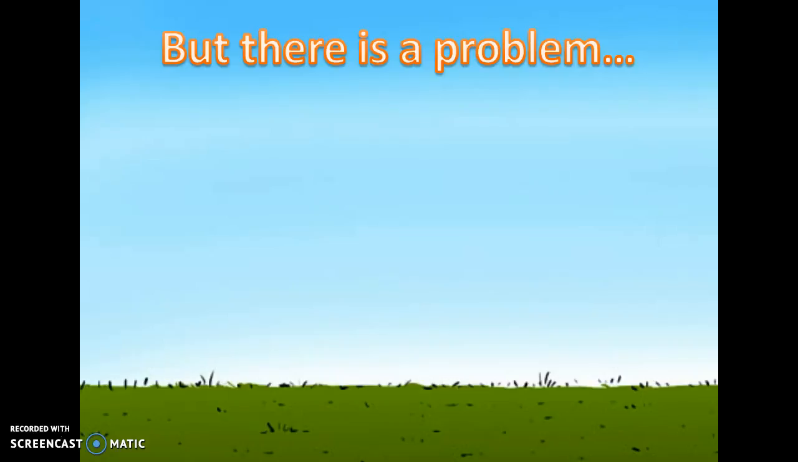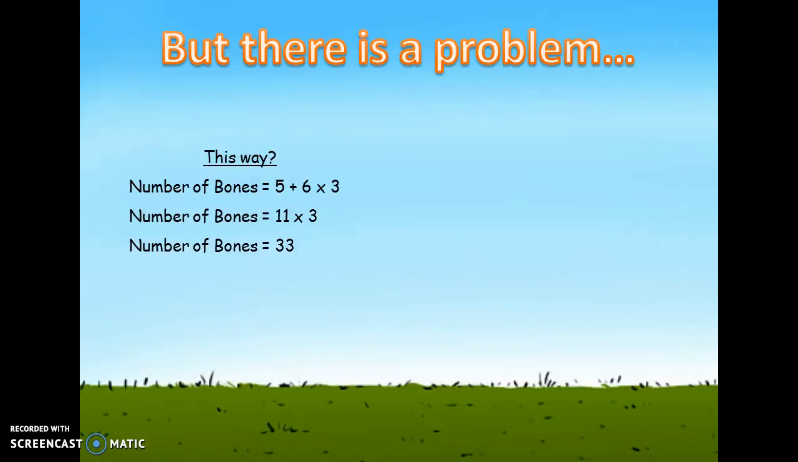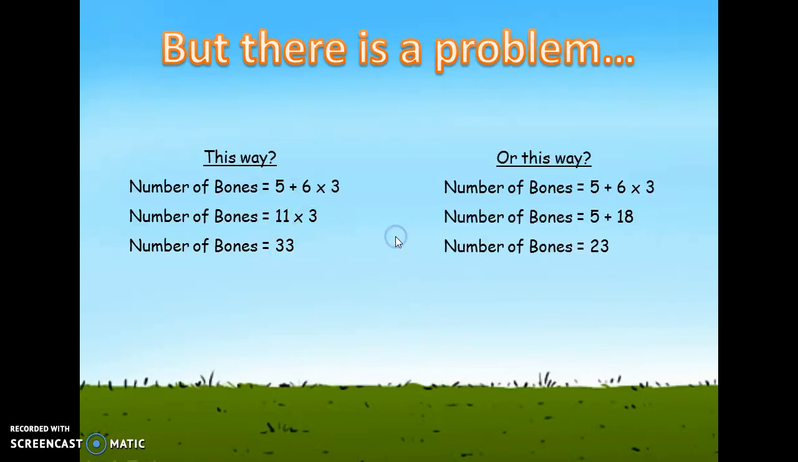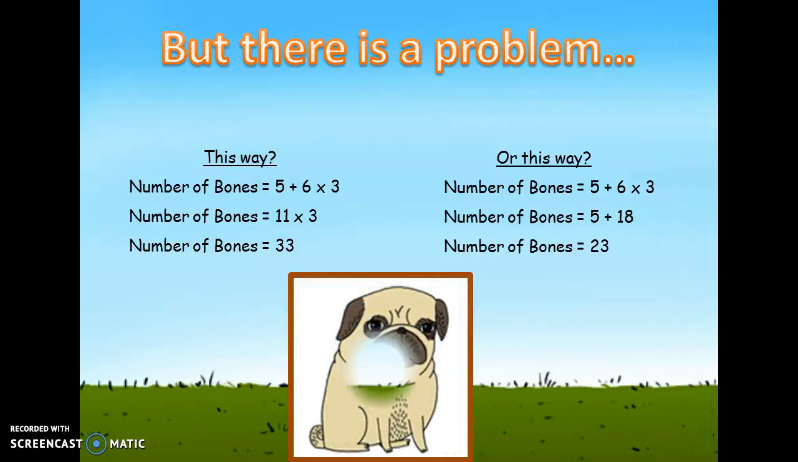But there is a problem. Do we solve the equation this way, where we add 5 and 6 together to get 11, and then multiply it by 3 to get 33? Or do we do it this way, where we multiply 6 and 3 together to get 18, and then add 5 to get 23? They both seem right, but the answers are different. This might be confusing to you, and it's certainly confusing to Patty. Take a moment to copy down both of these ways of solving the problem in your notepad.